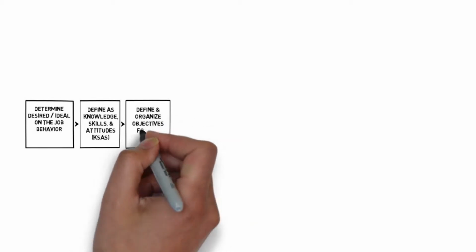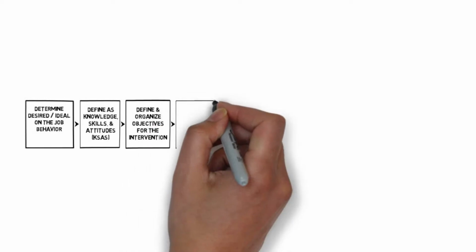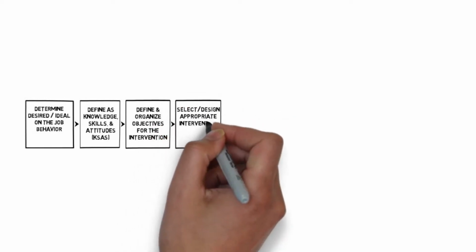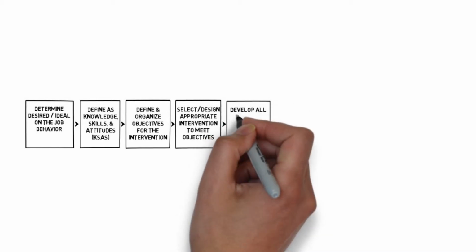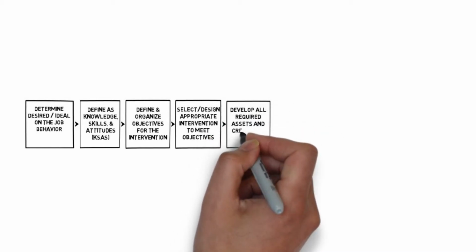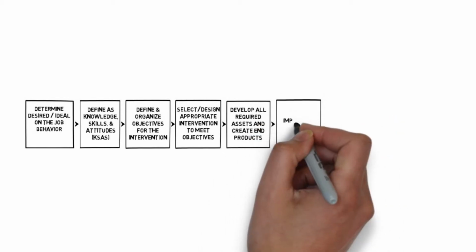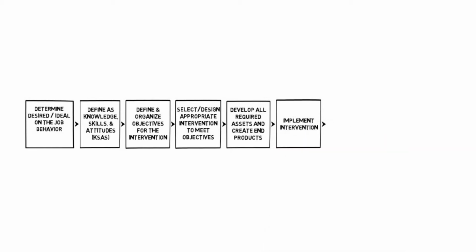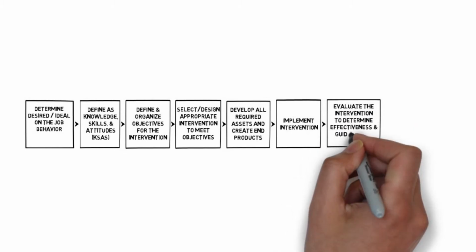Once these objectives have been defined, organize them in your analysis document. With a clear understanding of the objectives for the intervention, you're able to select and/or design appropriate interventions to meet those objectives. Once you know what you're building, develop all the required assets to create your end products. This will include graphics, video, and audio. These are all combined and programmed together and implemented in the target population. Once you've implemented the intervention, you're able to evaluate it to determine its effectiveness and guide your future efforts.